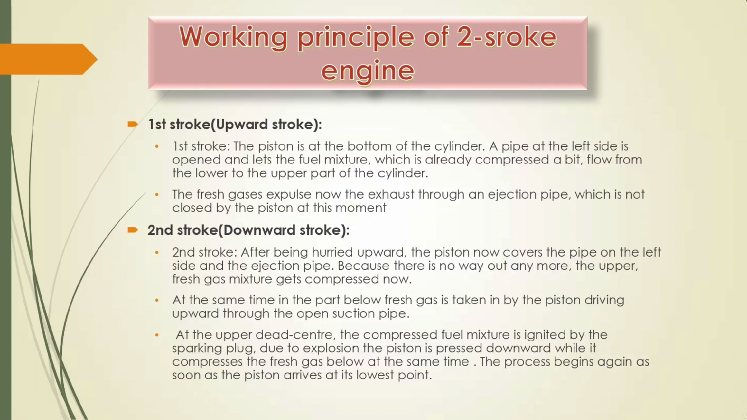At the same time, in part below, the fresh gas is taken in by the piston driving upward through the open suction pipe. At the upper dead center, the compressed fuel mixture is ignited by the spark plug. Due to the explosion, the piston is pressed downward while it compresses the fresh gas below at the same time. The process begins again when the piston arrives at its lowest point. This is the working principle of 2-stroke cycle engine.